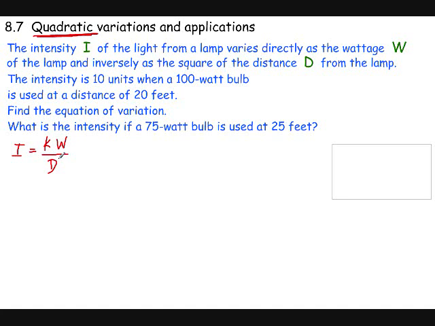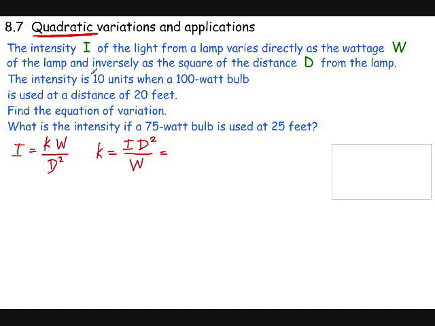Watch this now. I'm going to remember. I read it carefully, and I know I have to square that D. Now we've got some information so we can figure out what K is. First of all, let me write K the way I know it's going to have to be. We're going to have K is equal to I times the distance squared. I is the light intensity times the distance squared divided by the watts.